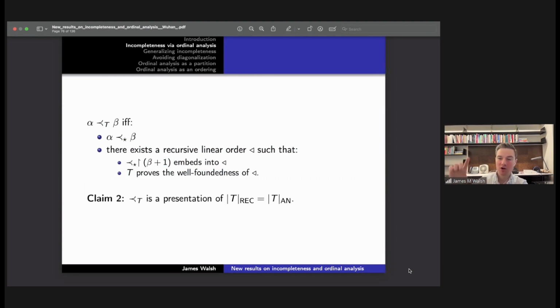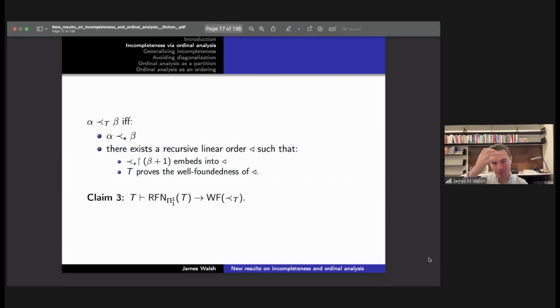But prec star was a presentation of T rec, right? It was a presentation of the supremum of all the ordinals that have T provably well-founded recursive presentations. So by definition, every single initial segment of prec star embeds into a T provably well-founded linear order. So prec T is copying all the initial segments of prec star, and they all do. So prec star and prec T have the same order type. And since prec star is a presentation of T rec, prec T is a presentation of T rec as well. So that's the idea behind that claim.